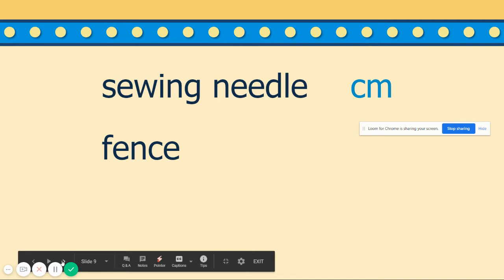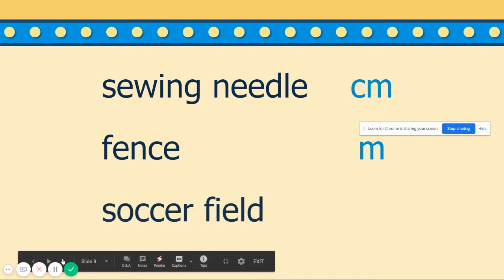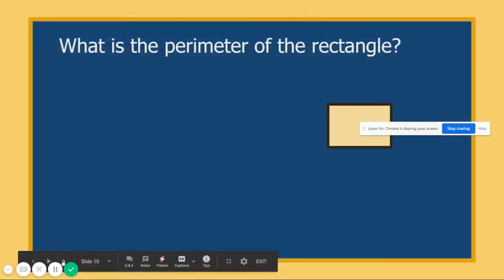Fence. We installed a fence around our backyard a few summers ago. And it would be really silly if I said, oh man, my fence is 3,456 centimeters long. That would be the wrong unit to measure because we'd want to break that down into bigger pieces and call that meters. As well as the soccer field, we saw this example already. That would be a meter.